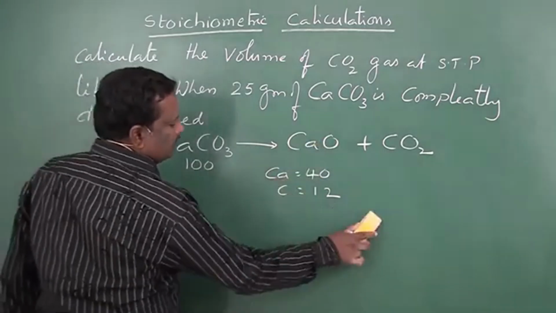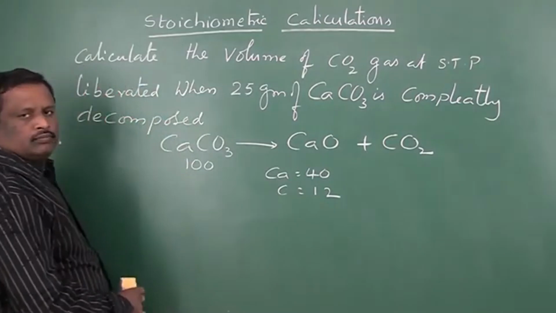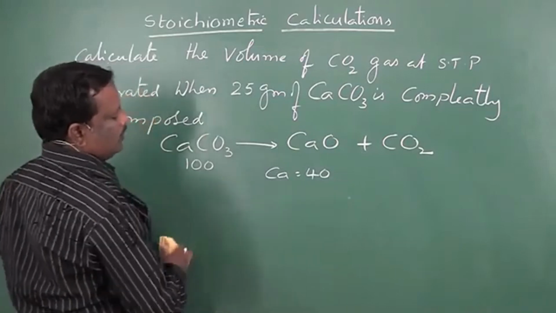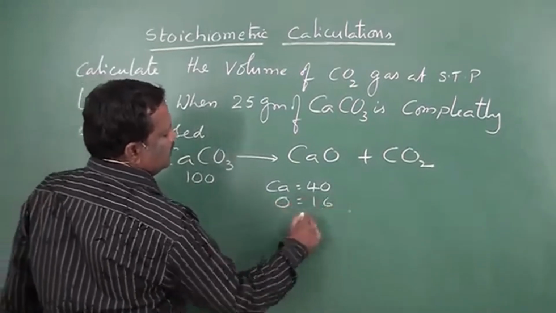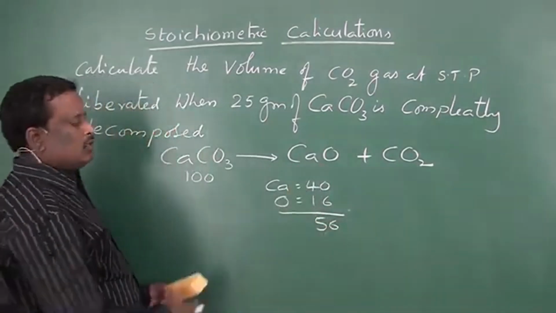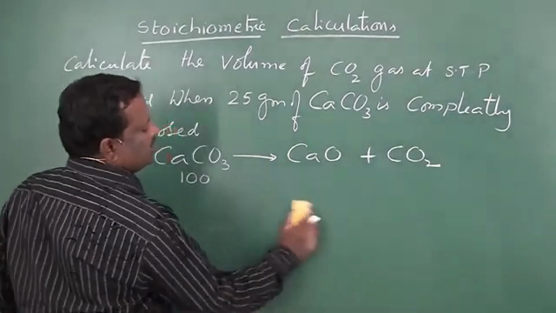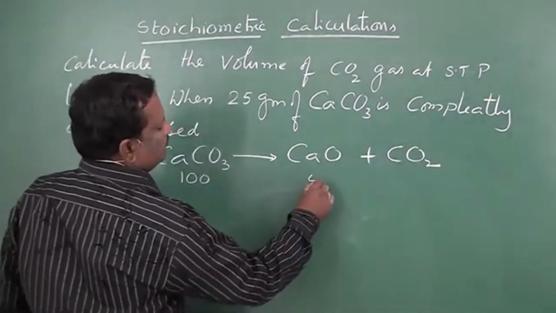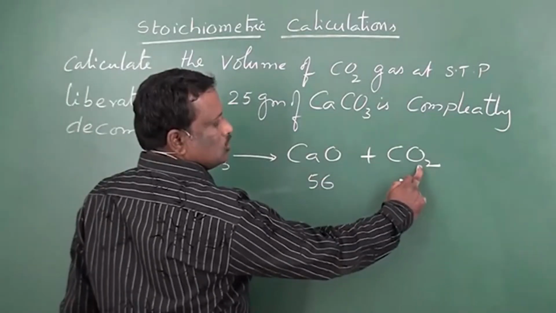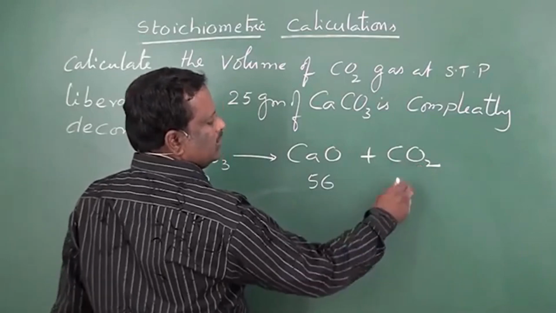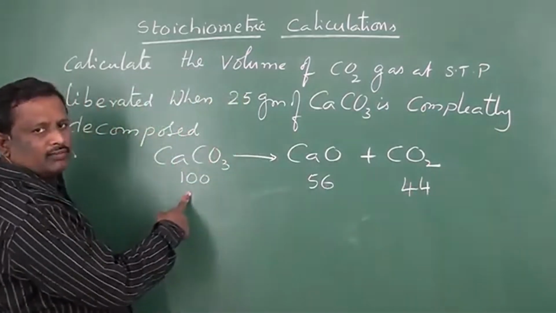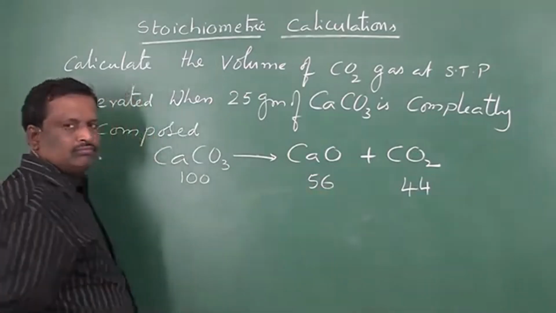Similarly, for calcium oxide, calcium is 40, oxygen is 16. So the molecular weight of calcium oxide is 56. In CO2, carbon is 12 plus 2 oxygens, 2 times 16, which is 32. 12 plus 32 is 44. Now 44 plus 56 will be equal to 100. It should always be equal.